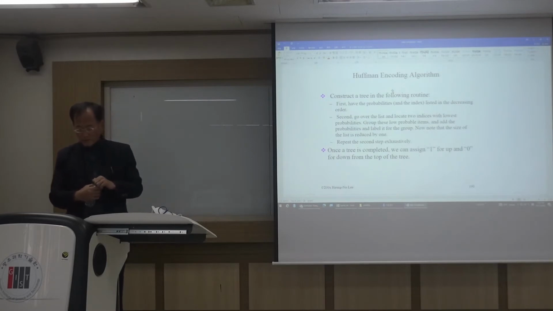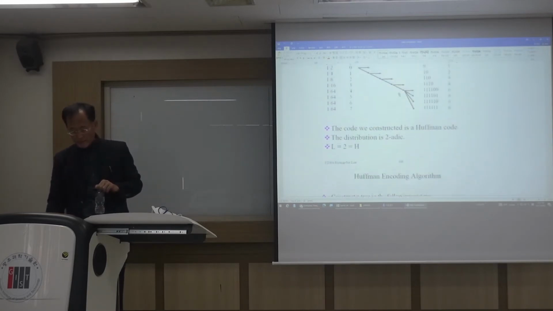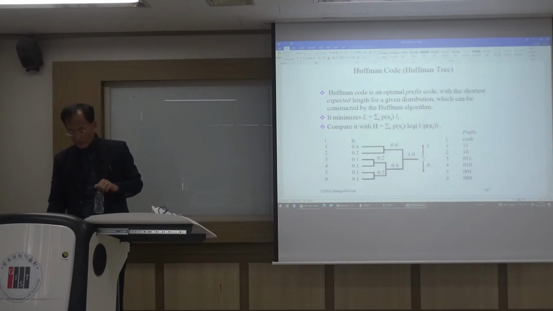And then once a tree is completed, we can assign ones and zeros. In this particular case, we say upward is 1, downward is 0. Okay? So in this case, the item number 1 is 1, 1. Item number 2 is 1 and down, which is 0. So 1, 0, and so on and so on. Okay? So we have prefix code, which is 1, 1, up, up, up, down, which is this one, down, up, up, so 0, 1, 1 is 3, and so on.